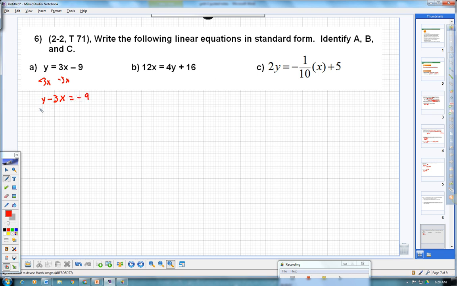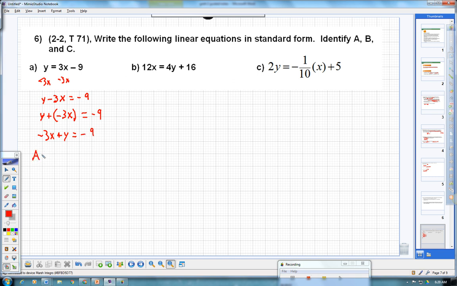Remember that you're allowed to use what I call keep, change, change. You're allowed to keep the y and change the operation to addition and change the 3x to negative 3x. Okay? And that's equal to negative 9. The unique thing about addition is that it's commutative. So I can automatically reorder this as negative 3x plus y equals negative 9.